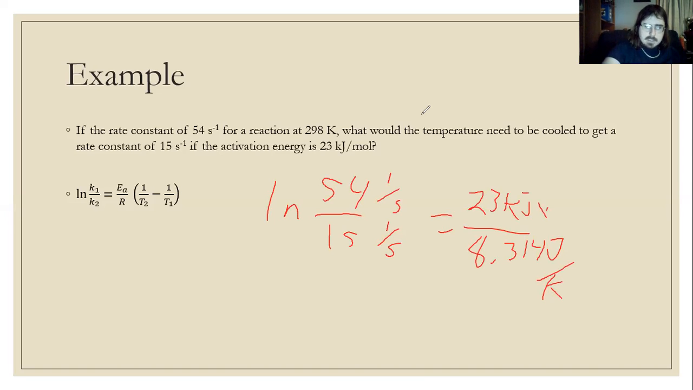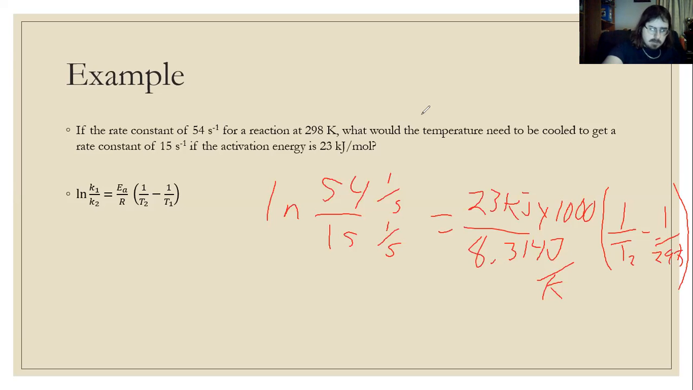So what does that mean? That needs to be multiplied by 1,000, 1 over T2, 1 over 298. So let's do that. ln of 54 over 15 is 1.28. Multiply by our R, divide by our Ea.